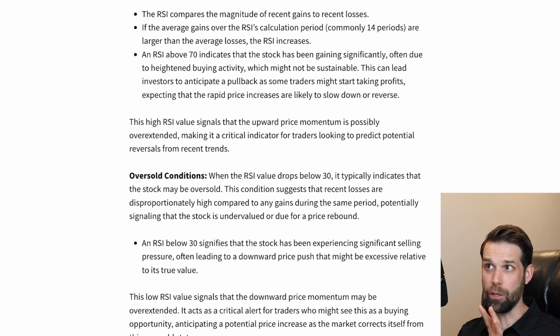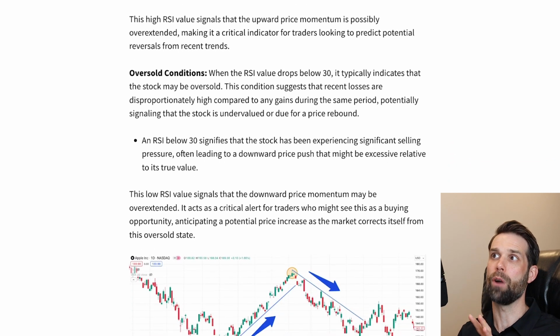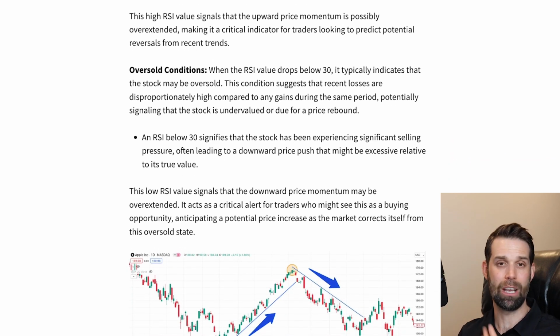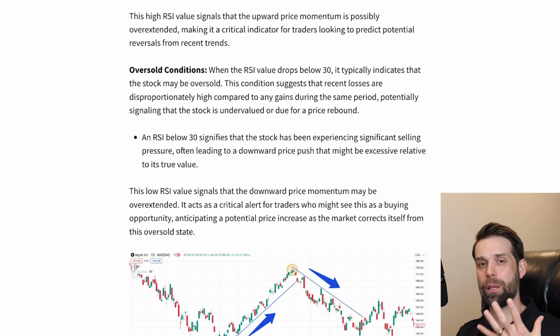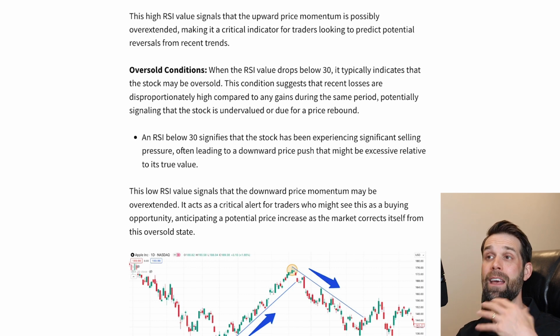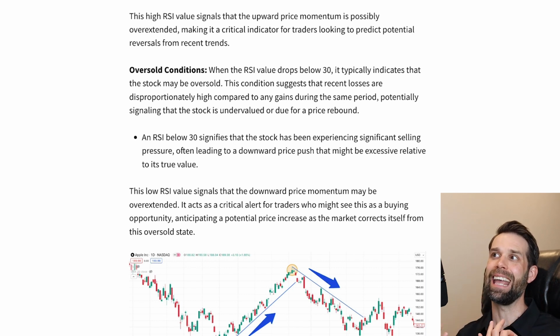So this high RSI value signals that the upward price momentum is possibly overextended, making it a critical indicator for traders looking to predict potential reversals from recent trends. So that is sort of the theory behind that value. And then when the RSI drops below 30, that indicates that the stock may be oversold.